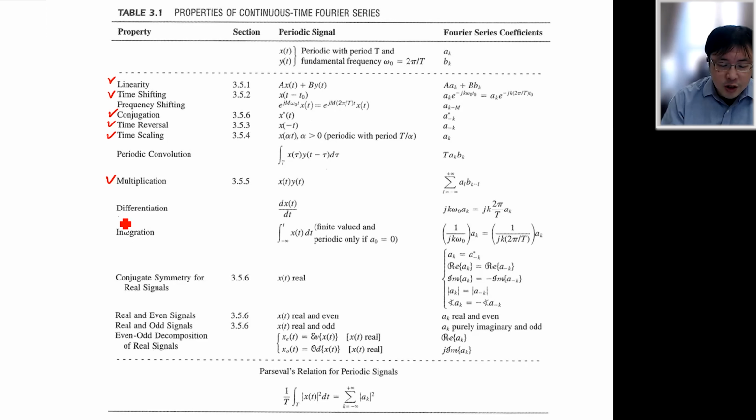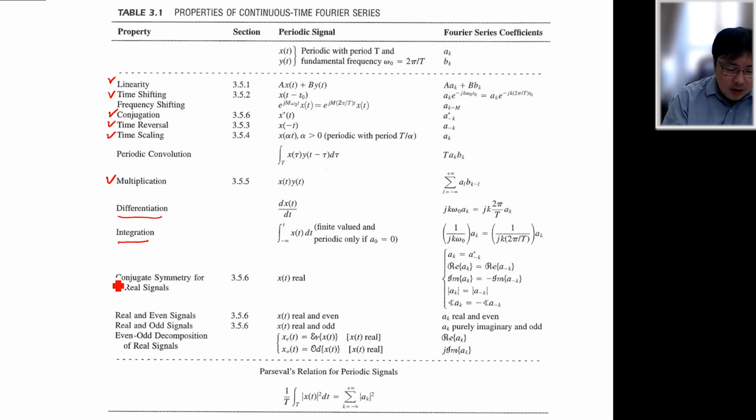Now, differentiation and integration are also very important, but we did not show them here. You could also show them directly following the straightforward computations that we just did. We're going to use this later on, in examples coming up, but also when we talk about systems described by differential equations.